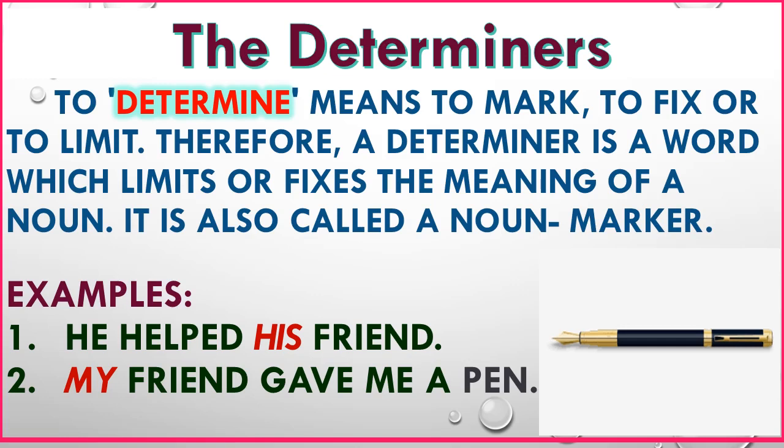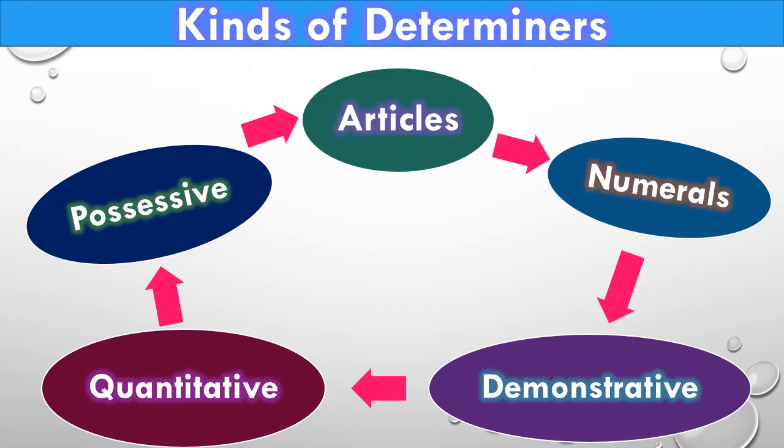Now we will discuss the types or kinds of determiners, but in brief. Here are 5 types of determiners. The first is articles, second is numerals, third is demonstrative, next is quantitative, and last is possessive.